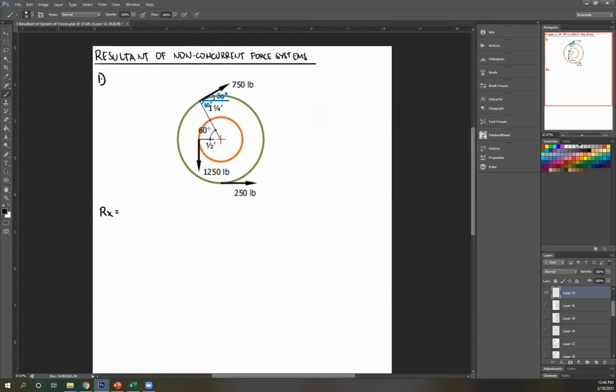So to get the x component now, this is to the right. Sign convention still applies. This is to the right, so therefore positive: 750 cosine 30. Next, this doesn't have a horizontal component, and this is to the right, so plus 250. What's the answer?